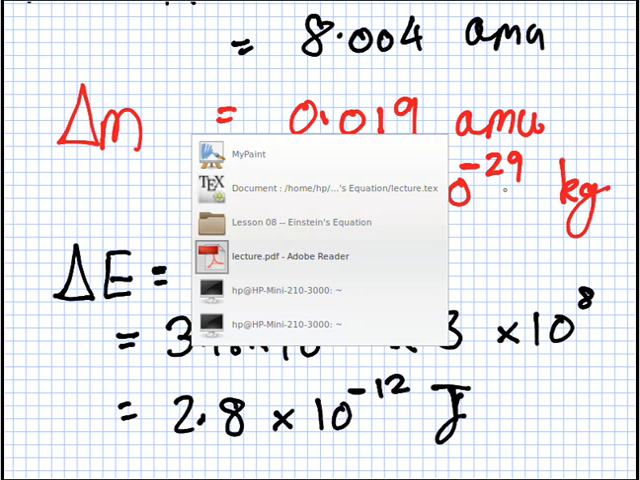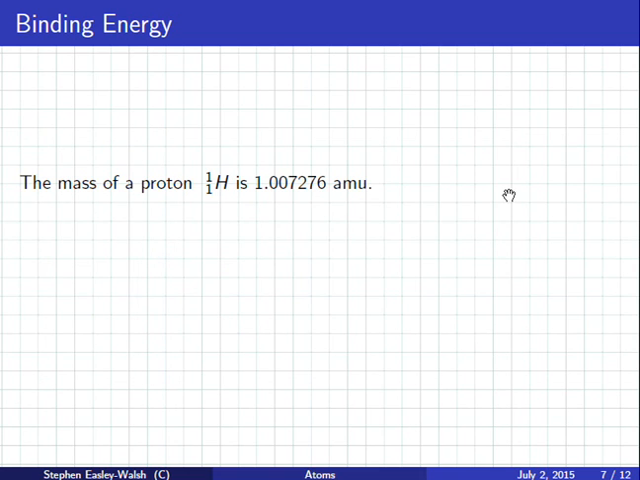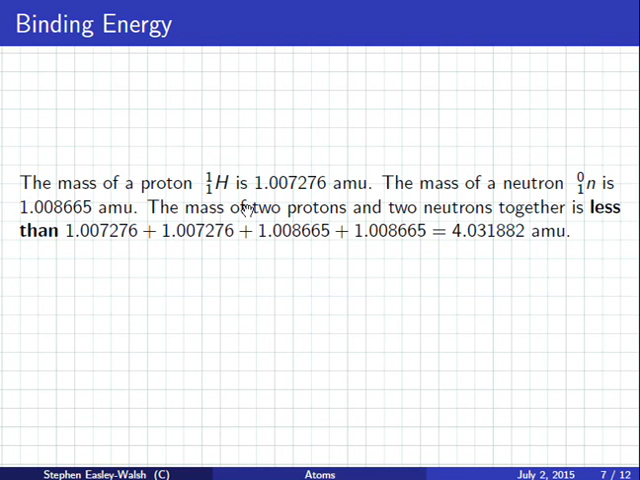Can I go back to the slides? Okay. So the mass of a proton is this, and the mass of a neutron is this, and the mass of 2 protons and 2 neutrons. Okay, so think about this. I have a proton, I have a neutron. There's the mass of a proton, there's the mass of a neutron. Now if I put 2 protons and 2 neutrons together, what do I have? Helium, yeah.